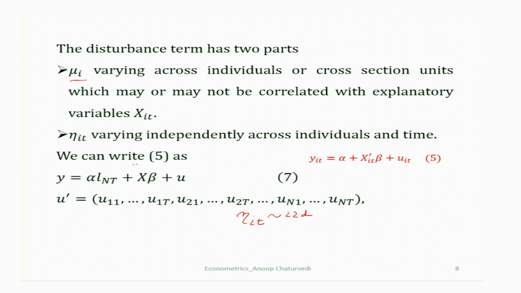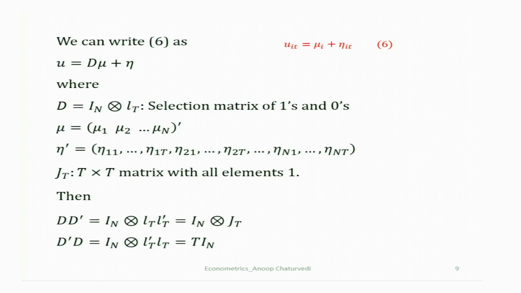Now, we can write model 5 as y equal to alpha l_NT plus x beta plus u, where u transpose is equal to (u_11, u_12, and so on u_1T, u_21, u_22, u_2T, and so on u_N1, u_N2, u_NT). Further, we can write equation 6, u_it equal to mu_i plus eta_it, for all i equal to 1 to N, t equal to 1 to T.